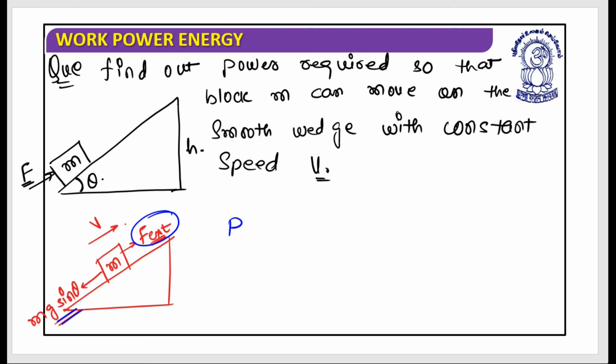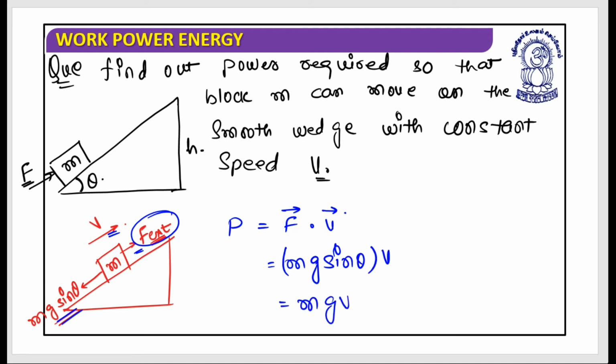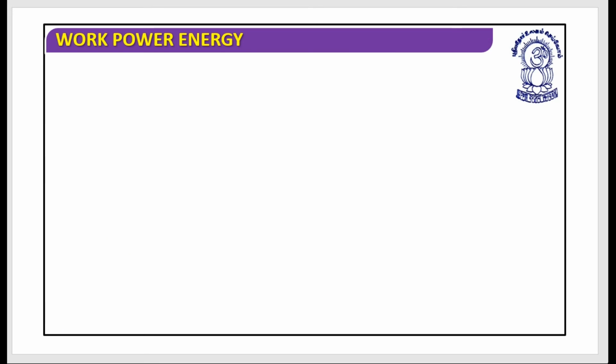So P is equal to F dot V. You can see both are having the same direction, and as both are in the same direction, this F could be replaced by mg sine theta into V. That's it. It's mgv sine theta. Got it? Are you sure? Great.